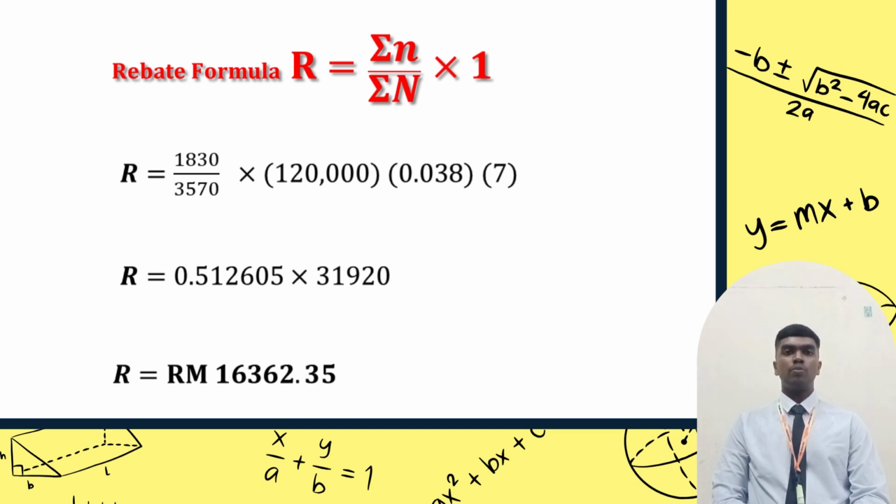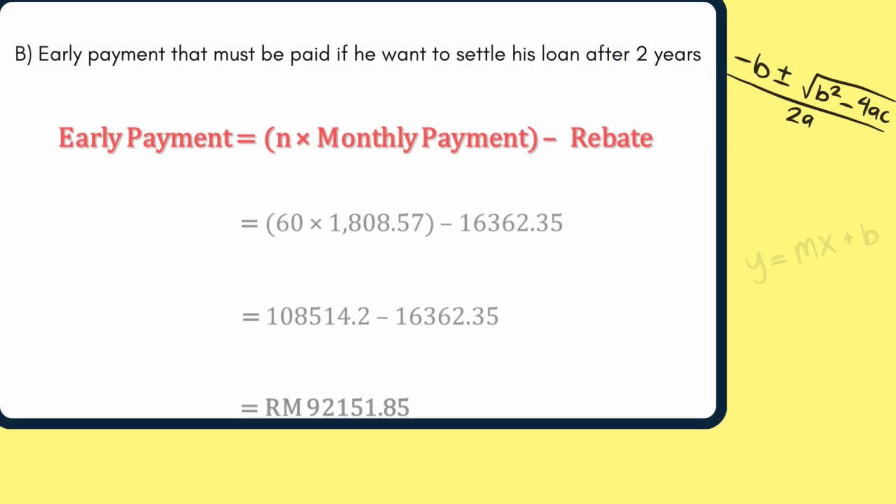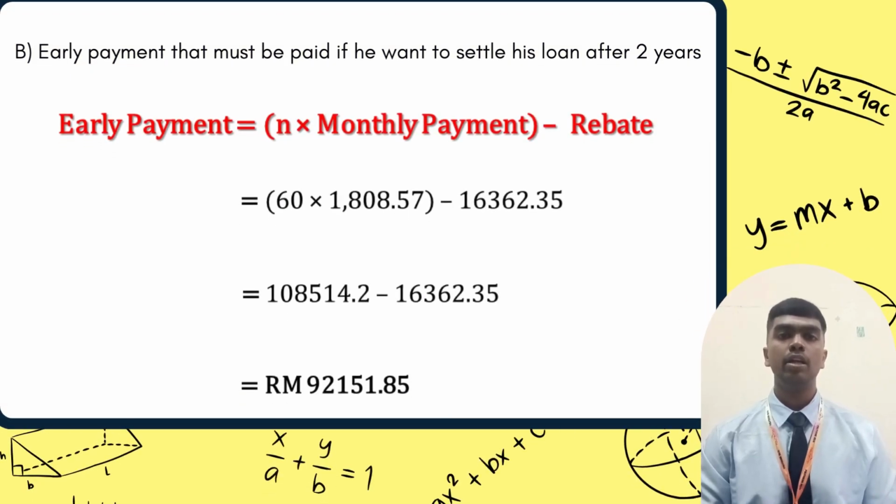R equals 1830 divided by 3570 times 120,000 times 0.038 times 7. R equals 0.512605 times 31,920. Finally, we found the rebate answer, Rm 16,362.35. Thank you very much.